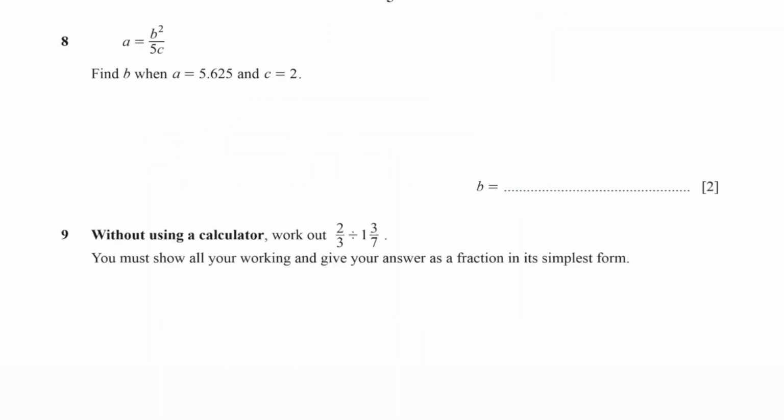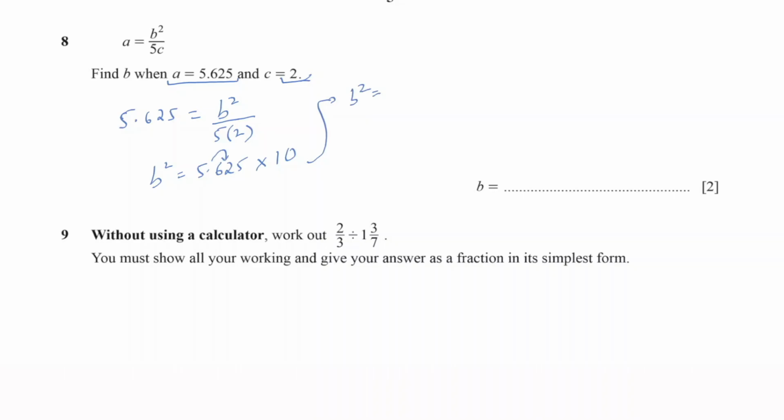Question number 8. A equals B squared by 5C. Find B when A is 5.625 and C is equal to 2. So we are given that A is 5.625 and C equals 2. So let's use that. B we have to find from that. So this goes up, right? Cross multiplied. So B squared equals 5.625 times 5 times 2, which is 10. So B squared will be equal to 5.625 into 10.